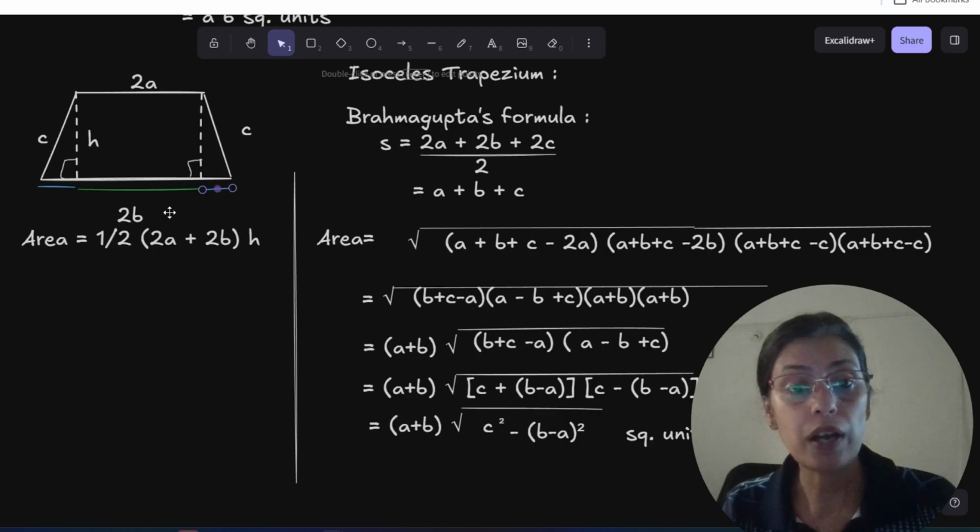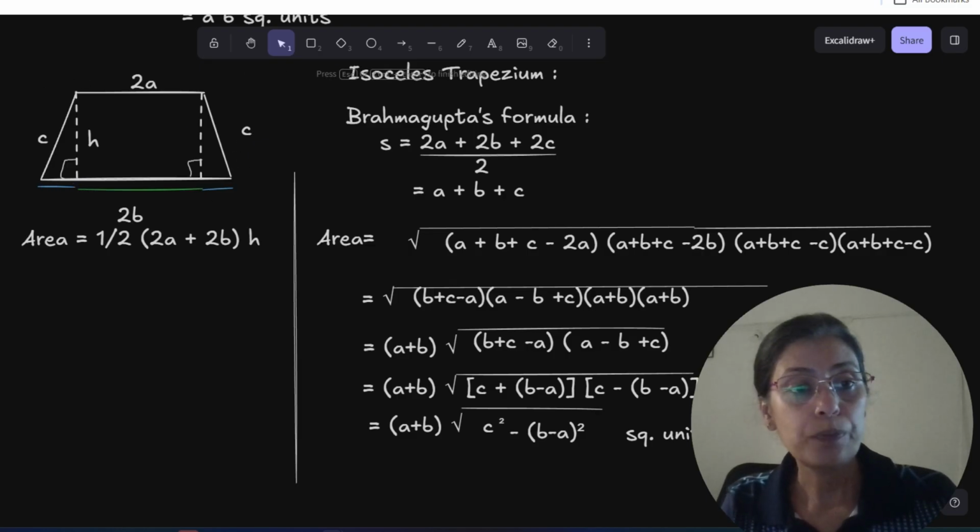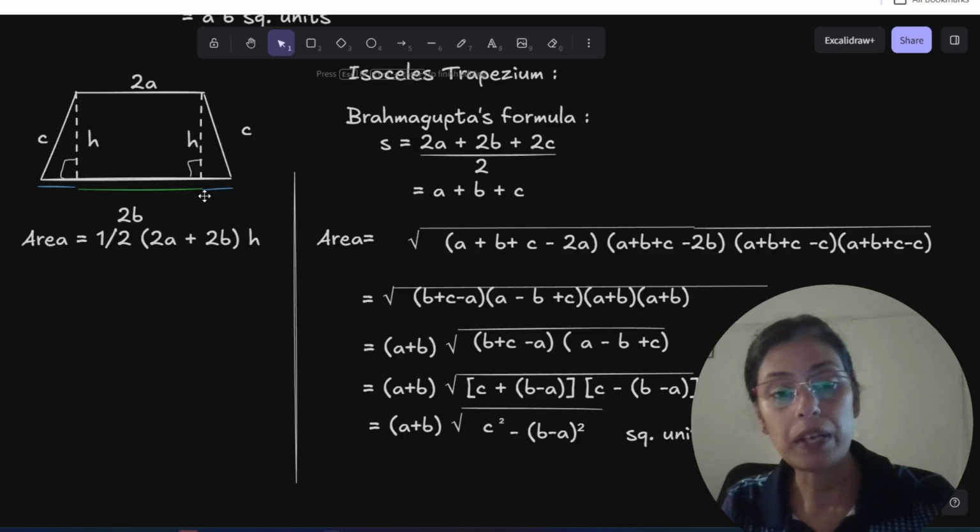How do I know it's equal in length? See, if we apply the Pythagoras theorem, this length is the square root of c square minus h square, because this is also h. And here also it is the square root of c square minus h square. So basically these both lengths are equal.